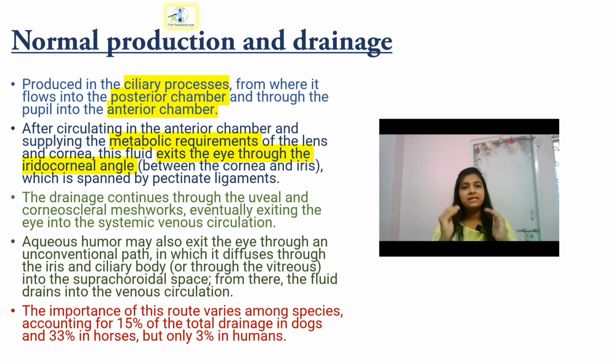Okay, so this unconventional path drains 15% of the fluids in dogs. In horses it is 33% and in humans it is only 3%. This unconventional path is taken up for drainage only 15% in dogs, 33% in horses and 3% in humans.